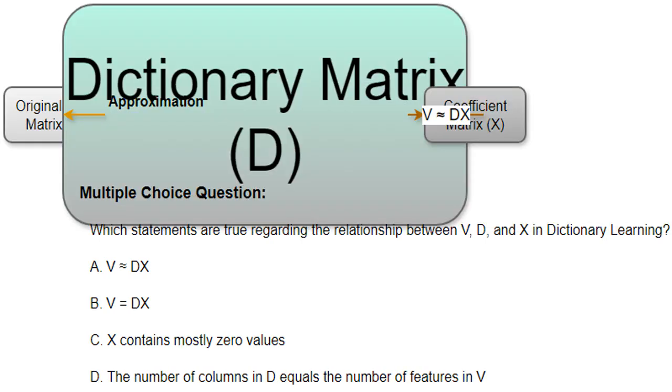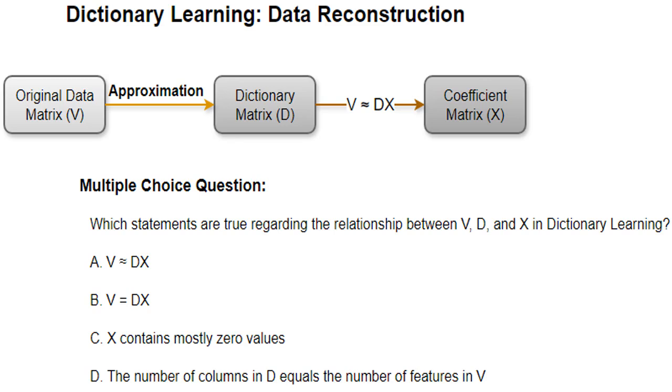The matrix X holds the coefficients. Each row represents a data point, and each column represents the weight of one dictionary feature for that data point. A value of 0 means that a particular feature is not used to represent that data point. This is simply our original dataset. V is what we start with, and we aim to reconstruct it using the dictionary and coefficient matrix.